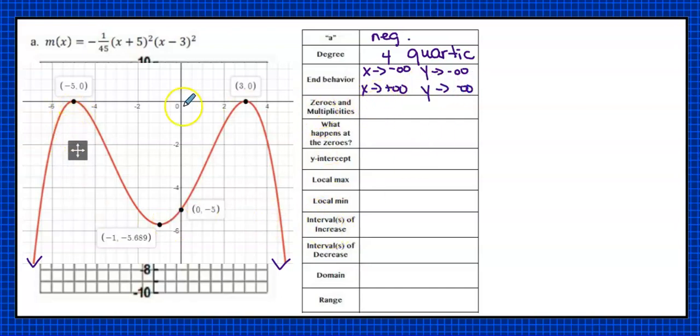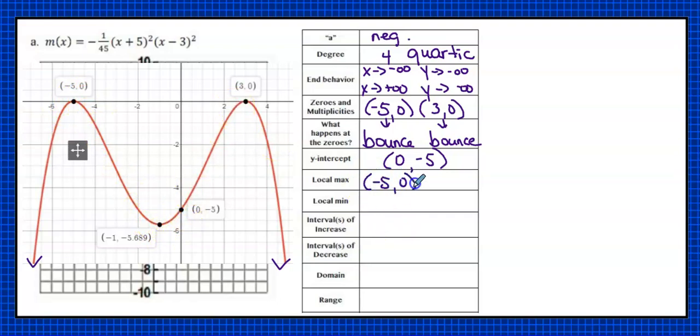Zeros and multiplicities, it's got 2 zeros, and you just put in the ordered pair exactly as it's shown. We just usually draw a little arrow, and at both of these it bounces. You would even know that without looking at the graph, because it's a 2 exponent. The y-intercept is at 0, negative 5. Local max, the 2 x-intercepts are local maxes, and that's just where it comes to a turning point at the top, and then it comes to a turning point at the bottom at the local min. Local minimum is this number right here. I usually tell my students you can round this to the tenths place.